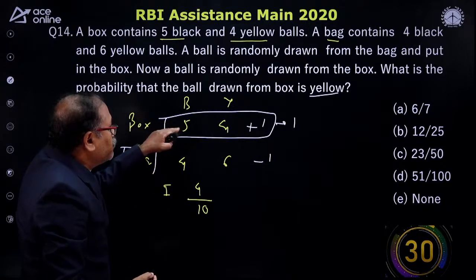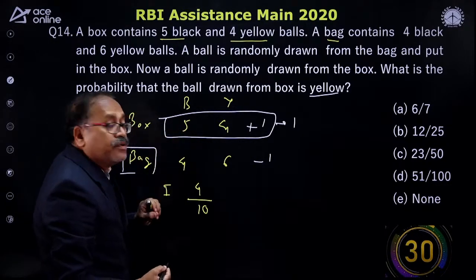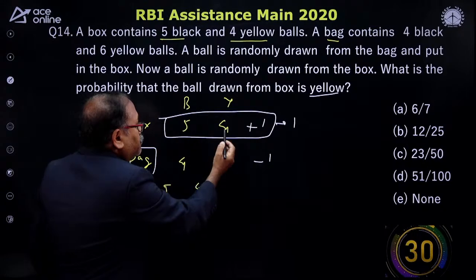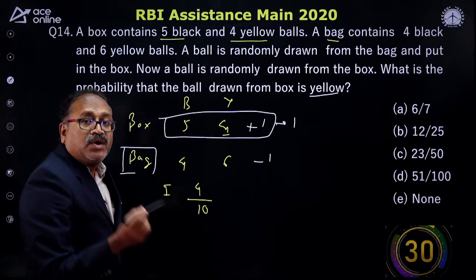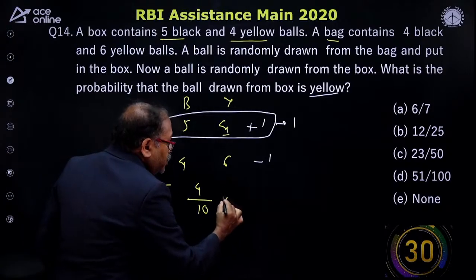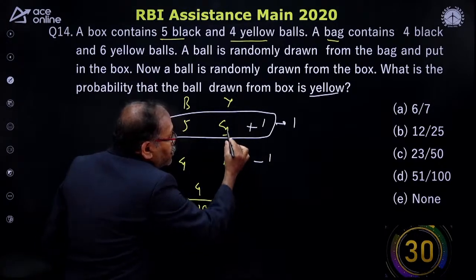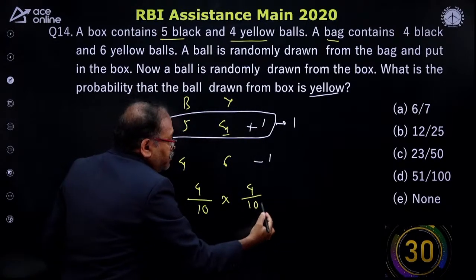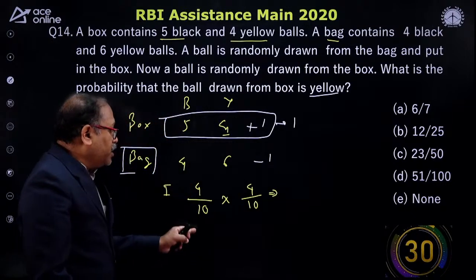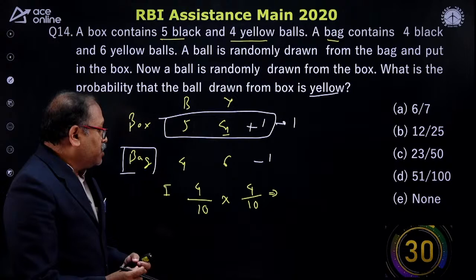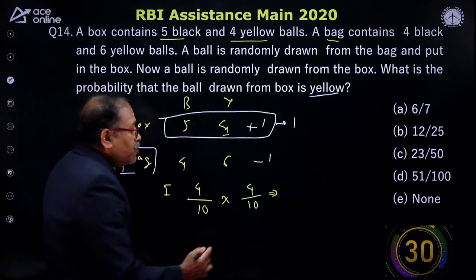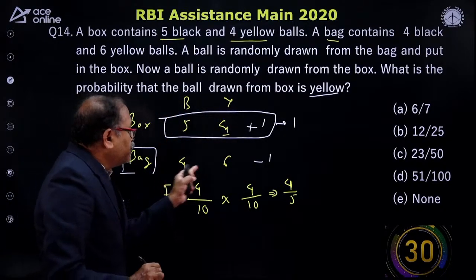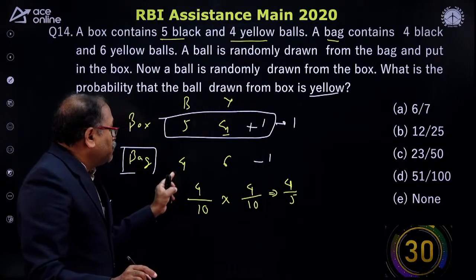So in the box now the black balls are 5 plus 1, which is 6, and yellow is 4. I need the yellow. So the yellow will remain 4 and the total will be 10 because you have added one ball. So this is 2 by 5, and 2 by 5 times 2 by 5 gives 4 by 5. So this is the probability if the first ball you have drawn is black.